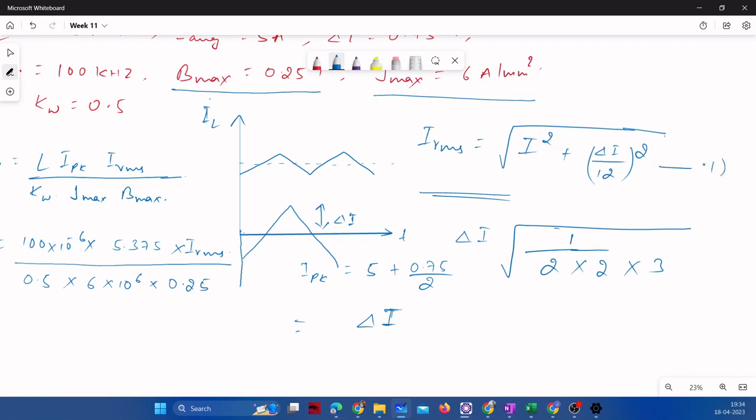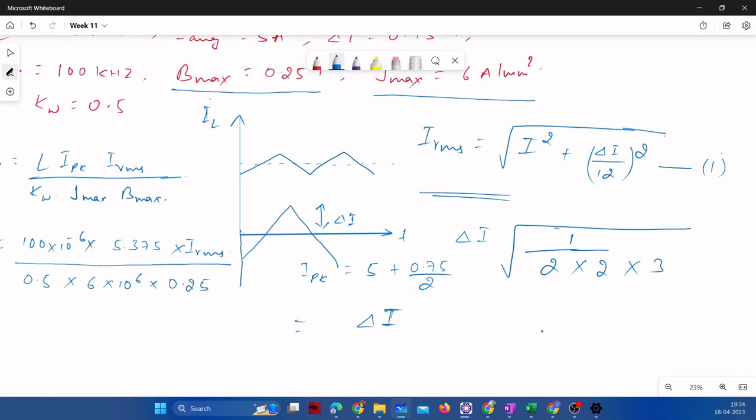This is the RMS quantity of the ripple plus I square, which is the DC quantity. The RMS of DC will be the same, so I wrote I square. But the RMS of this ripple will come out to be delta I by root 12. And how it is coming, I am about to tell you.